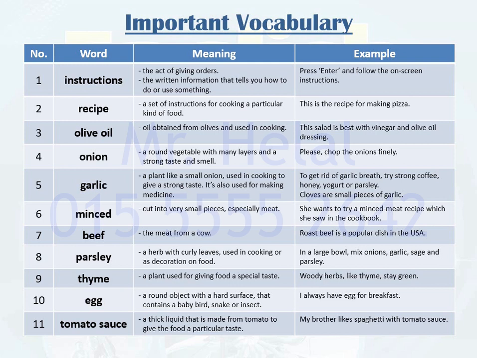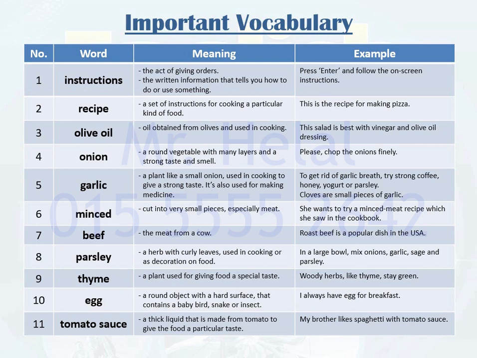Parsley. A herb with curly leaves used in cooking or as decoration on food. Example: in a large bowl, mix onions, garlic, sage, and parsley. Thyme. A plant used for giving food a special taste. Example: woody herbs like thyme stay green.